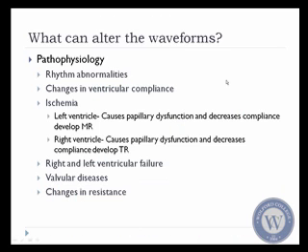What can alter the waveforms pathophysiology-wise? Rhythm abnormalities can cause significant changes in your waveforms. One of the things that you'll see in atrial arrhythmias, such as atrial fibrillation or atrial flutter, is you'll tend to lose the A wave, in both your CVP and your PA occlusion pressure waveform. You will still see the C wave, but you will lose the A wave.